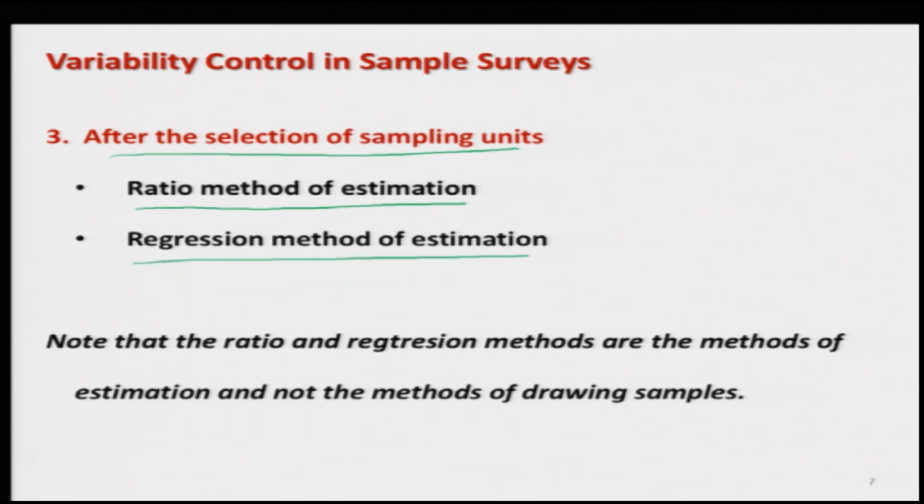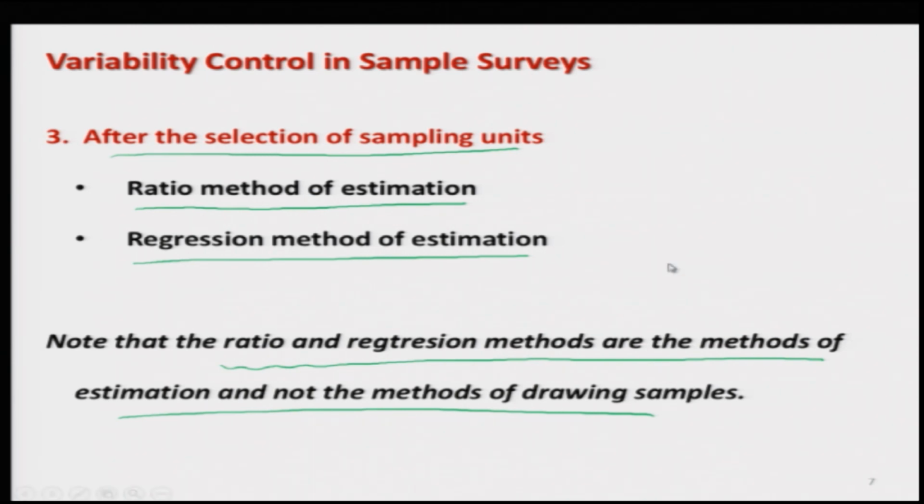One thing here I would like to make very clear: sometimes people use terminology like ratio and regression methods of sampling, but these are not methods of sampling actually. Actually they are the methods of estimation of parameters. They are not the method for drawing the sample. These are not the sampling scheme. These are the estimation methods. So, this is what you have to keep in mind.